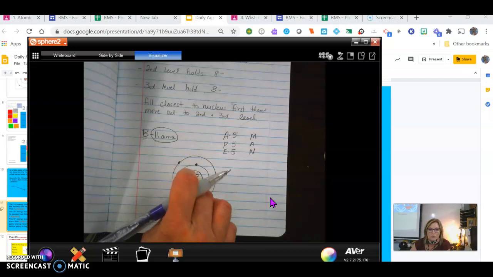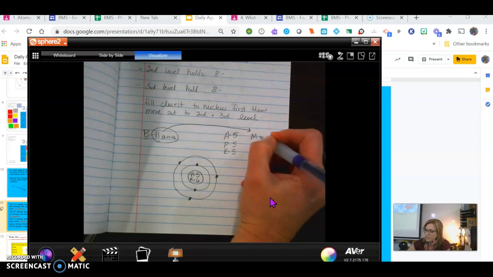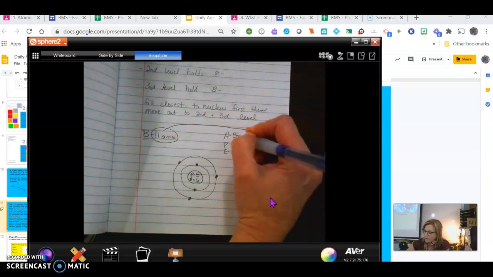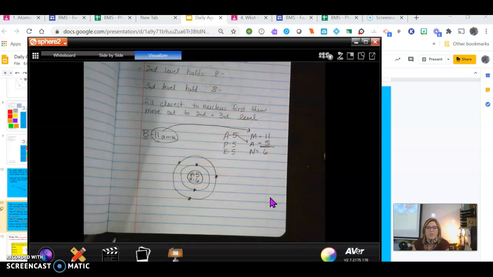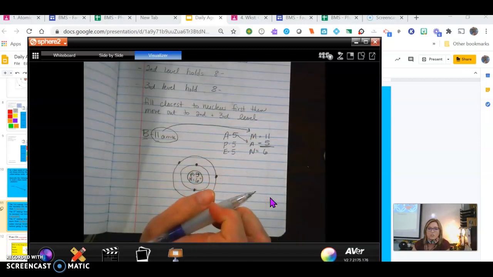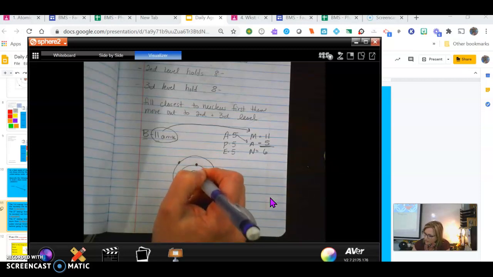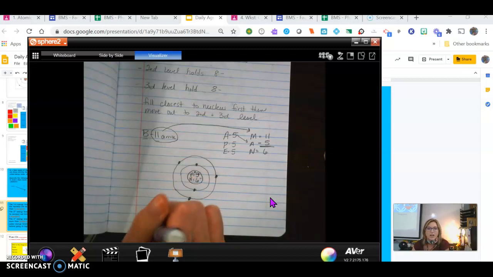Now, you don't know neutrons yet, so you've got to use the mass that I've given you here. So the mass is 11, and if I subtract my atomic number, which was 5, that's going to give me 6 neutrons. Remember, protons plus neutrons, all of the mass of the atom is in the nucleus. Protons are a positive charge. Neutrons have no charge. So my nucleus has a positive charge because of 5 protons, and my electron cloud has 5 negatives, which keeps it all balanced.